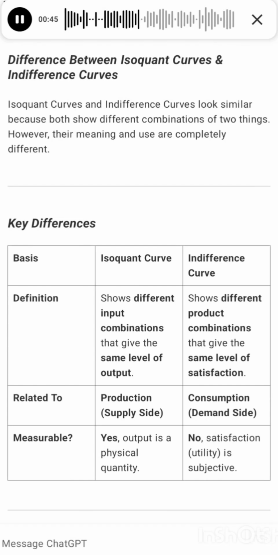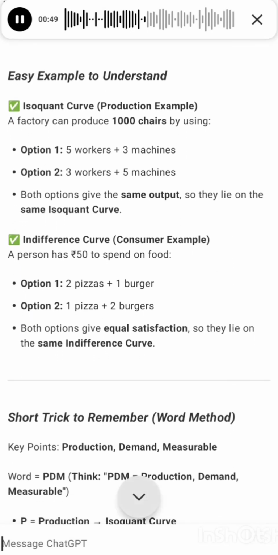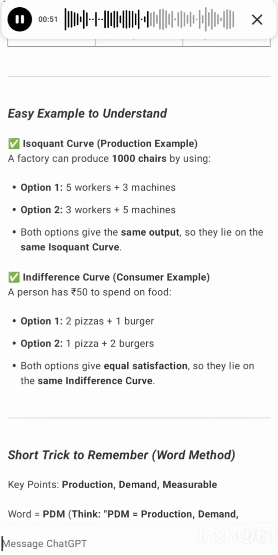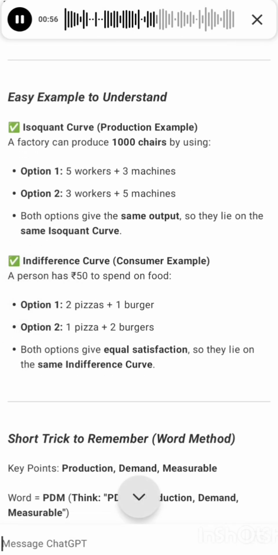Easy example to understand. Isoquant curve, production example. A factory can produce 1,000 chairs by using option 1, 5 workers plus 3 machines, or option 2, 3 workers plus 5 machines. Both options give the same output, so they lie on the same isoquant curve.